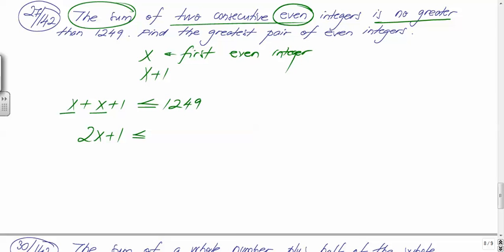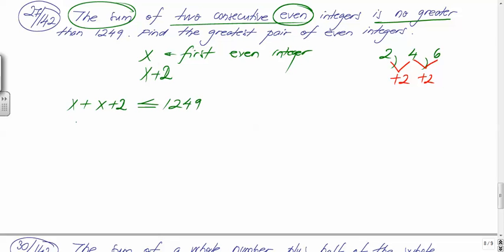Where is my mistake? Can you guys tell me? Let's get back to the problem. What is my mistake? If x is the first even integer, the next even integer will not be x plus 1, right? Because we have what? 2, 4, 6. The next even integer, you need to add 2, right? You guys agree with me? From 2 to 4, I need to add 2. So your x plus 1 is going to be x plus 2, actually, the next even integer. So let's fix that.